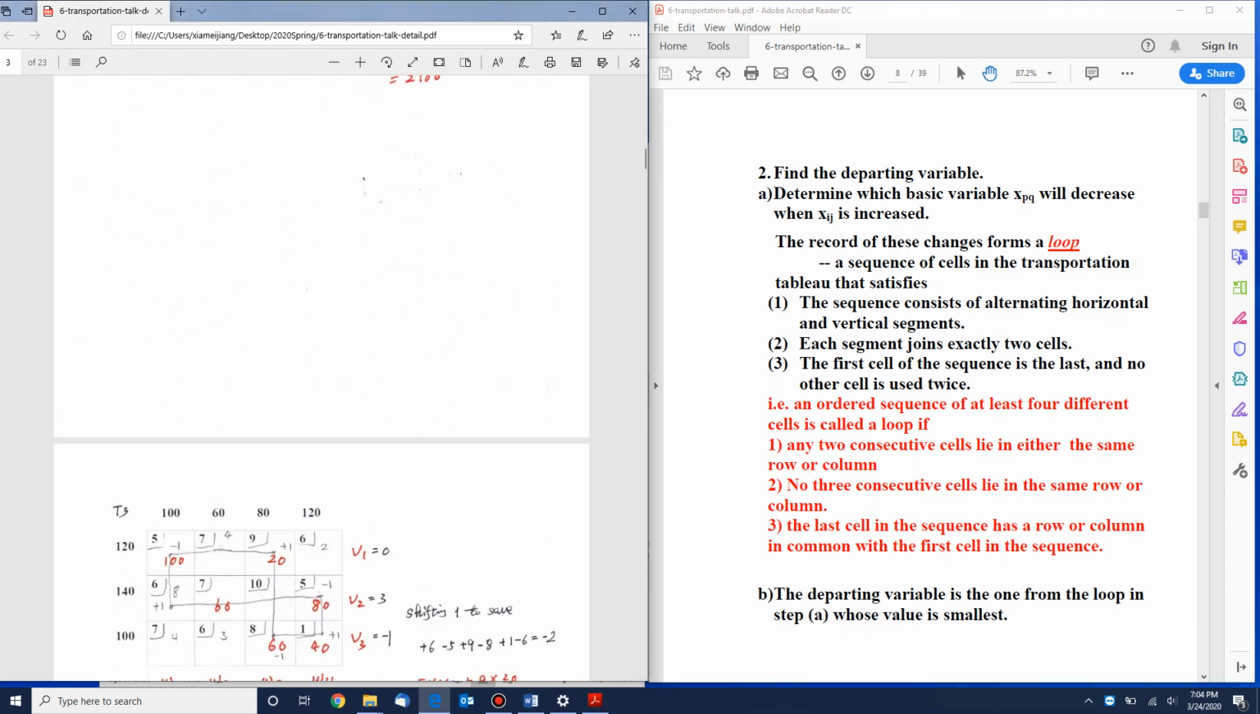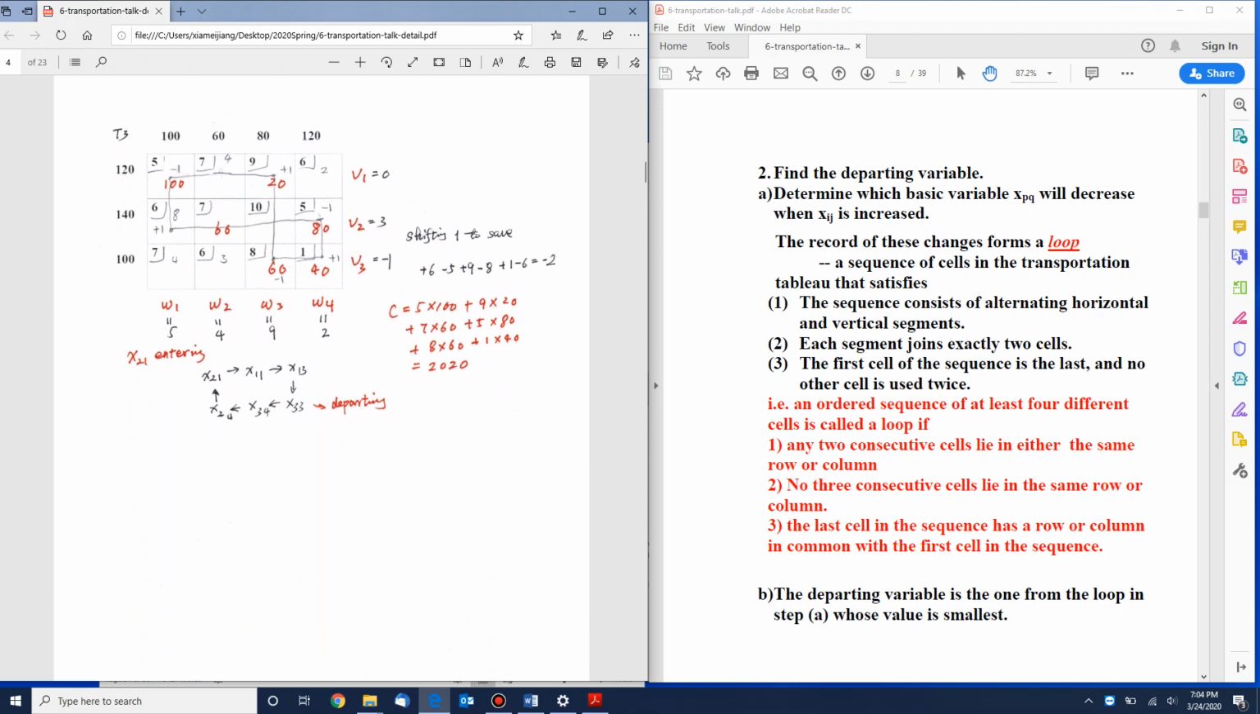So here we have the second, then the third tableau. When we have the third tableau, if we calculate the cost, it is 2020. So we saved $80 already. And now, if we look at this one, here you can see that V1 appears twice, V2 appears twice, V3 appears twice, and this two twice.